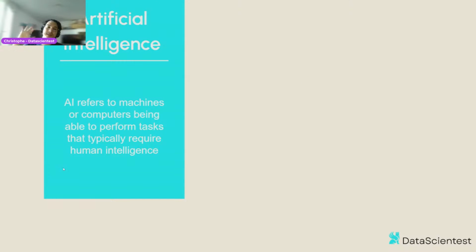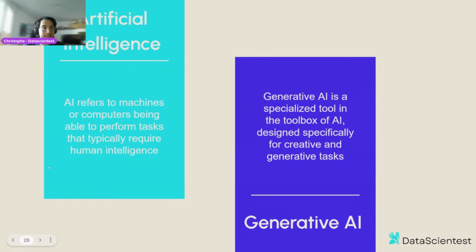So, in conclusion, I would like to point out the difference between artificial intelligence, which refers to a machine or computer able to perform a task that is normally done by a human, versus generative AI, which is a part of AI, right? It's a subset of it. It's a tool in a toolbox that is designed specifically to create content, right?